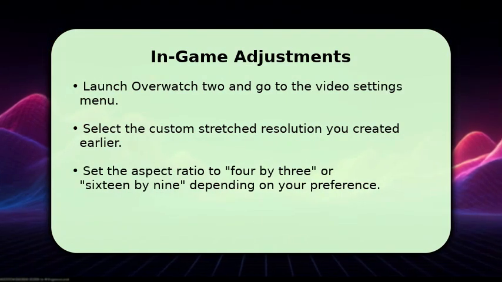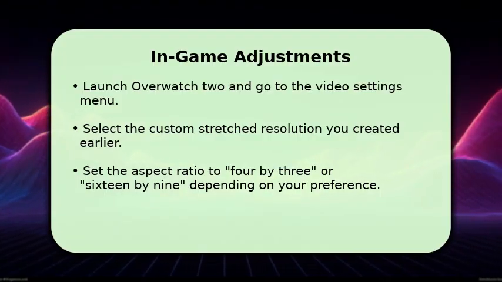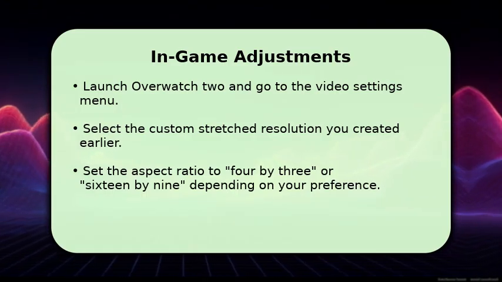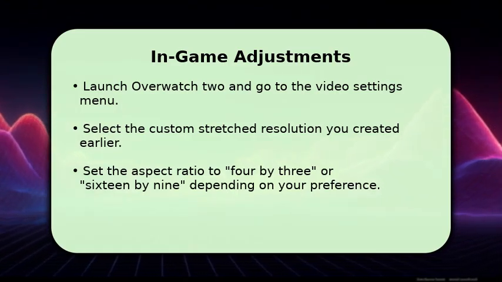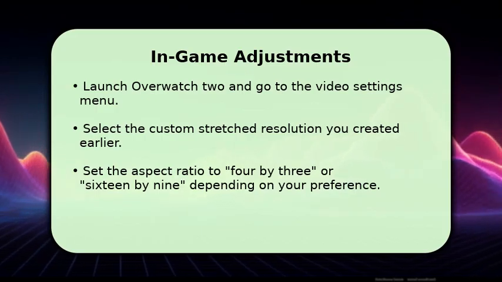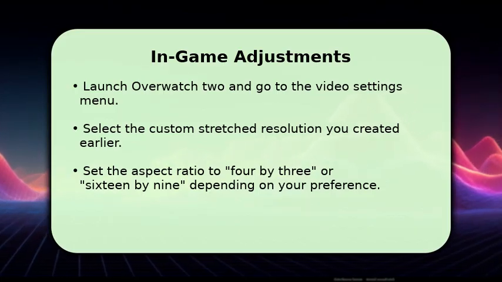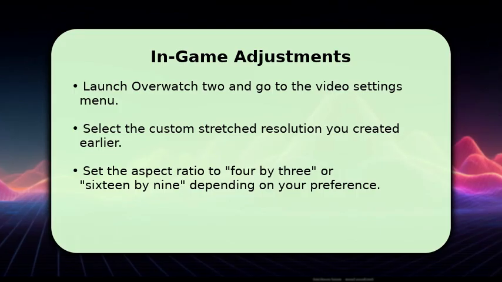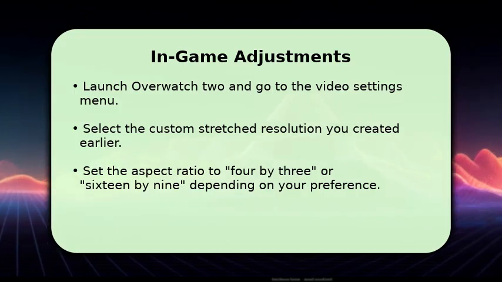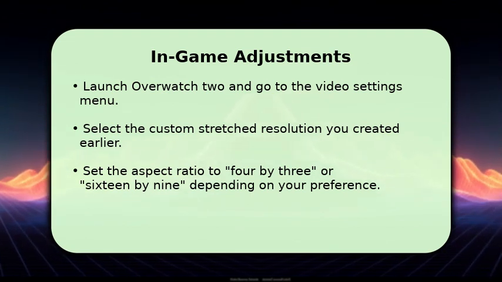Now, let's adjust your in-game settings within Overwatch 2. Once the game is open, navigate to the Options menu and then select Video. Here, you should see your newly created custom stretched resolution available in the Resolution dropdown. Choose that resolution. Next, set your aspect ratio to either 4:3 or 16:9, experimenting to find what feels best. Finally, confirm your display mode is set to full screen for the changes to take effect properly.